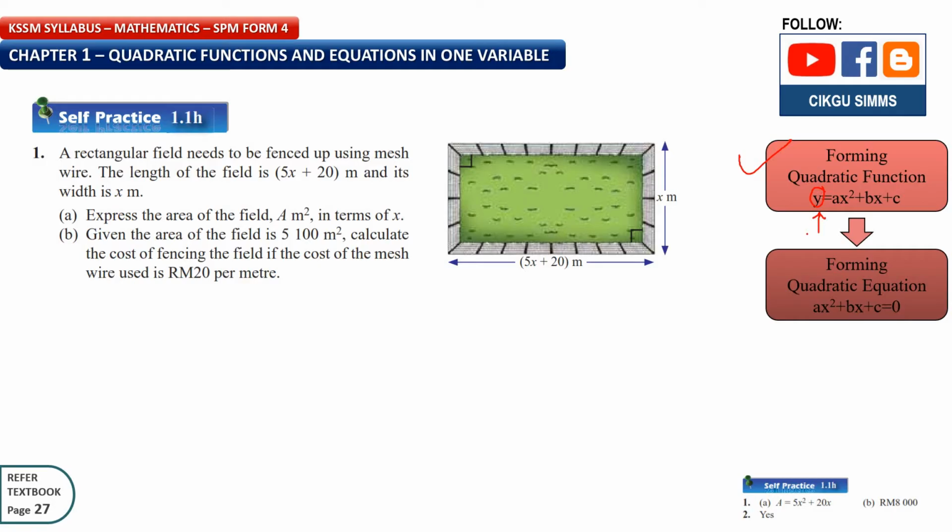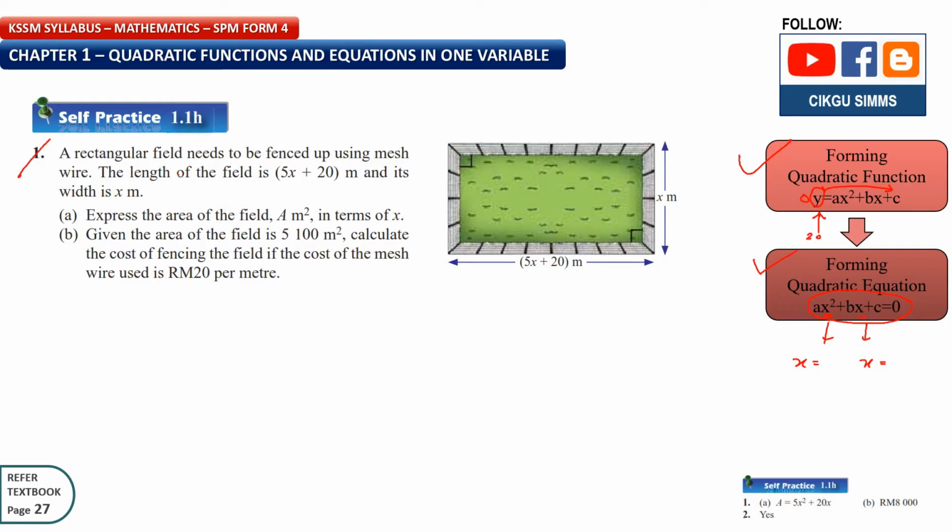For example, y is 20, and then you need to move that 20 to this side, and then it will become 0 at this side, and then it will become an equation like this. And then after forming this equation, you will need to solve for x. That means you will need to find the value of x. And then depending on the question, you will solve the question. Okay, so let's see question 1.